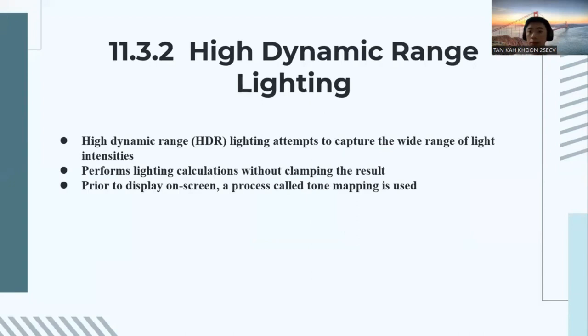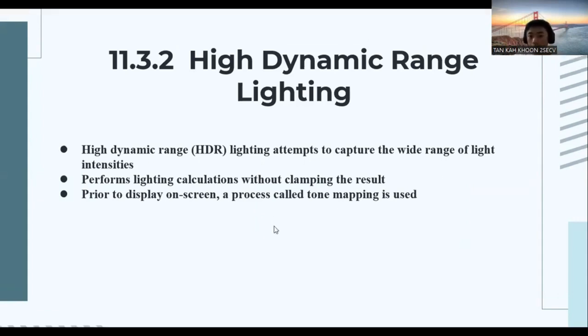Next, we will go to high dynamic range lighting, or HDR lighting, which attempts to capture the wide range of light intensity. It performs the lighting calculation without clamping the result, and in order to display on screen, a process called tone mapping is used to shift and scale the image intensity range into the range supported by the display device.